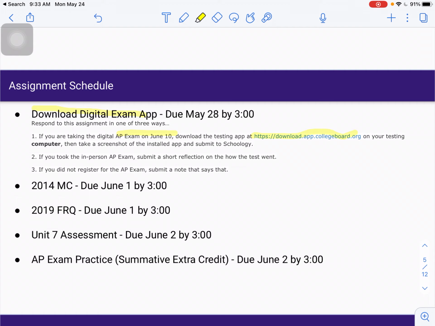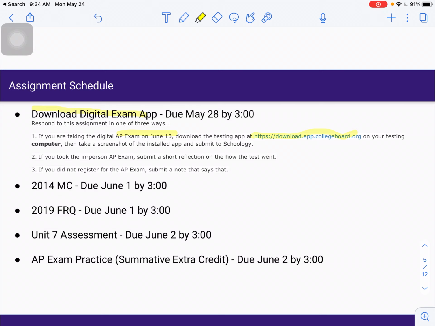download.app.collegeboard.org on your testing computer. Remember, you can't use an iPad. You also have to turn in your iPads prior to the exam, so you do need a computer. Once you have that app installed, I need you to take a screenshot and submit it to Schoology. That's all you have to do. I just want a little bit of evidence that you have that app downloaded.